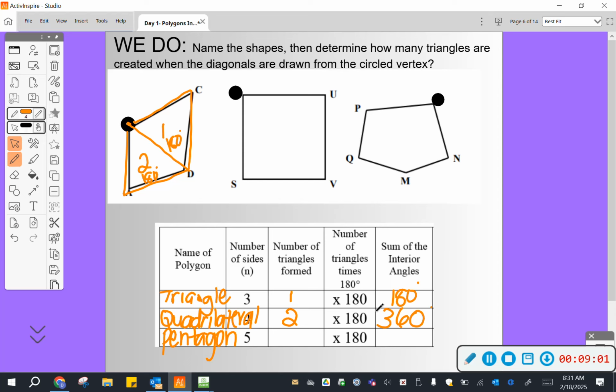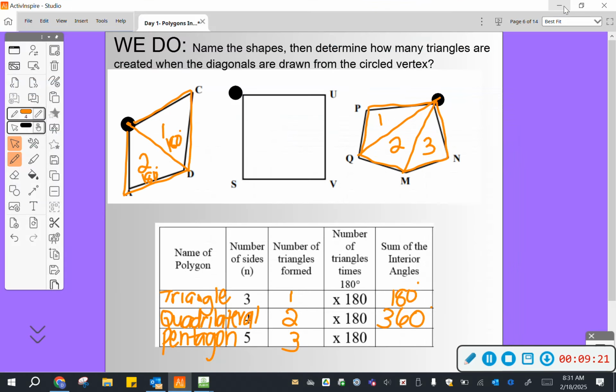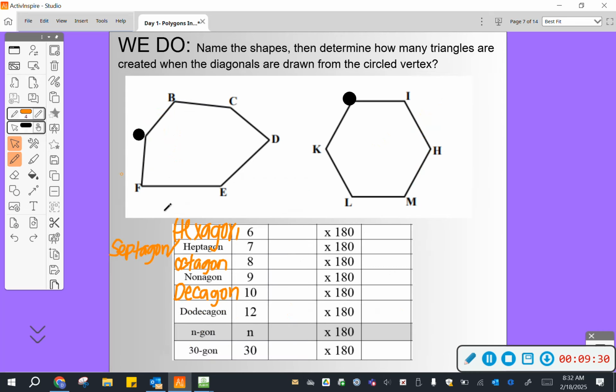Y'all look up, please. What about if it has 1, 2, 3, 4, 5 sides? I'm going to go with the diagonals. How many triangles are there? 3. There are 3 triangles. And so what is 3 times 180 or 180 times 3? So a pentagon has 540 degrees inside. It is going to go up every single time. So it is going to go up by 180 degrees.